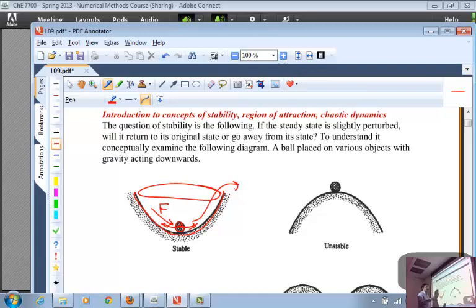Another example is one where I just invert that parabolic dish. Okay, but I place that sphere on top, perfectly balanced, so that the weight acting down balances the normal force. Now, if I give it a small perturbation... It is an equilibrium position because forces are balanced. But if I perturb it with the slightest force here, it's going to go away from that, and that we would call an unstable system.